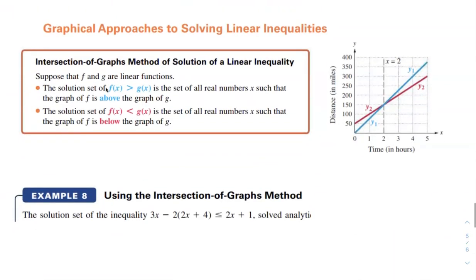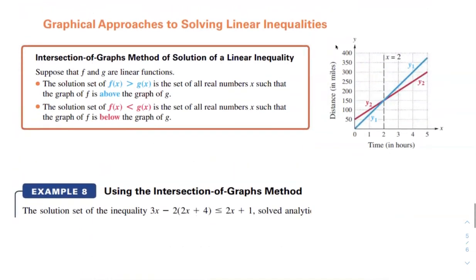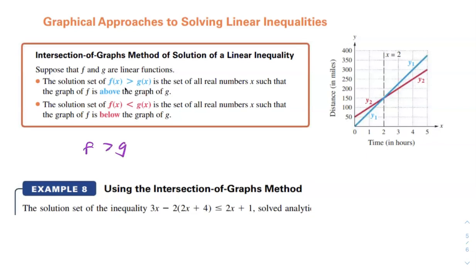Graphical approaches to solving linear inequalities. So how do we solve a linear inequality? Sorry about that. The solution of f of x greater than g of x is the set of all numbers x such that f is above g. When something's greater than, that means you're above. If I say f is greater than g, then f should be on top. If I say f is less than g, then f should be on the bottom.